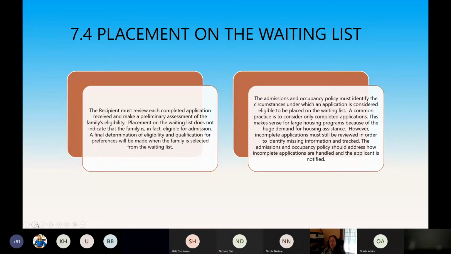The admission and occupancy policy has to identify circumstances under which an application is considered eligible to be placed on the waiting list. A common practice is to consider only completed applications. That's what I did. This makes sense for large housing programs because of the huge demand for housing assistance. However, incomplete applications must still be reviewed in order to identify missing information and tracked. The admissions and occupancy policy should address how incomplete applications are handled and the applicant is notified. Okay. I also had a form that they had to sign telling me this is where I'm supposed to be reached.